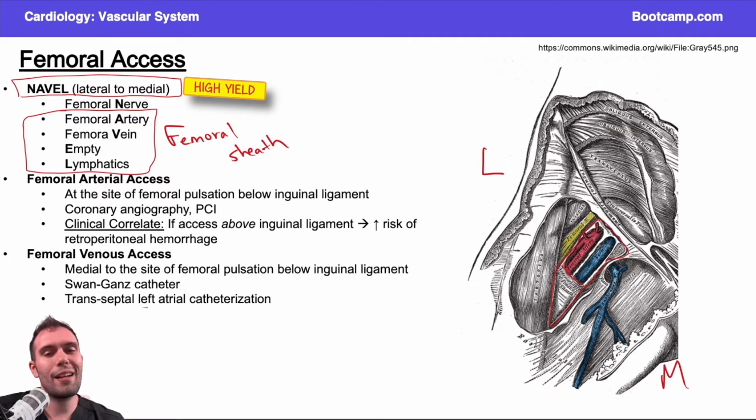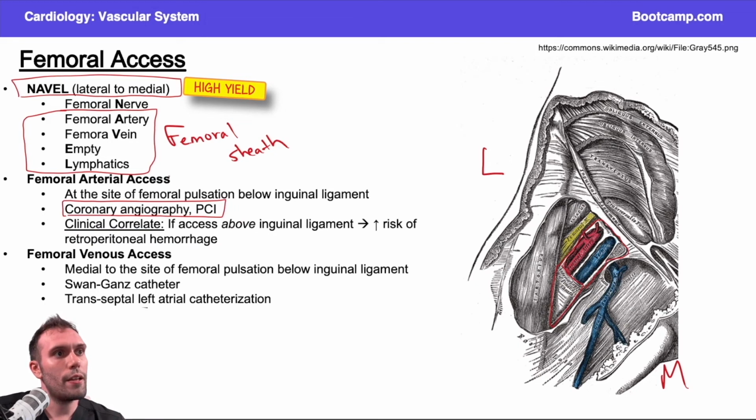And the other thing is, we can access the femoral artery or vein in this region. It's the preferred region to access. So what do I mean by that? I talked about coronary angiography and PCI in the anatomy video, and remember I said this is an arterial access, so if we're going to access the femoral artery, we would do it in this region. Again, this is below the inguinal ligament. If you try to access this artery above the inguinal ligament, the patients are going to be at significant risk of retroperitoneal hemorrhage, or a much higher risk. So you do not want to access above. You want to access below the inguinal ligament if you see that in a board question.